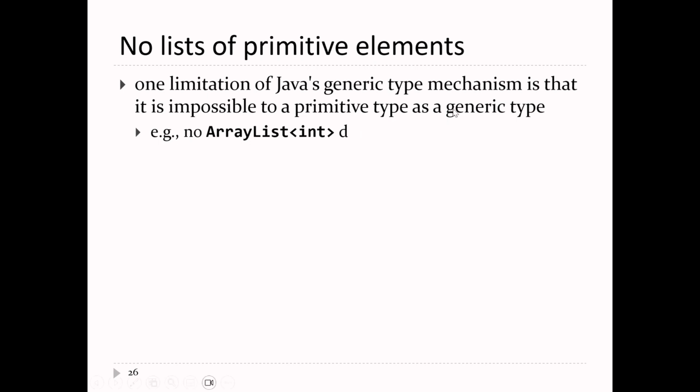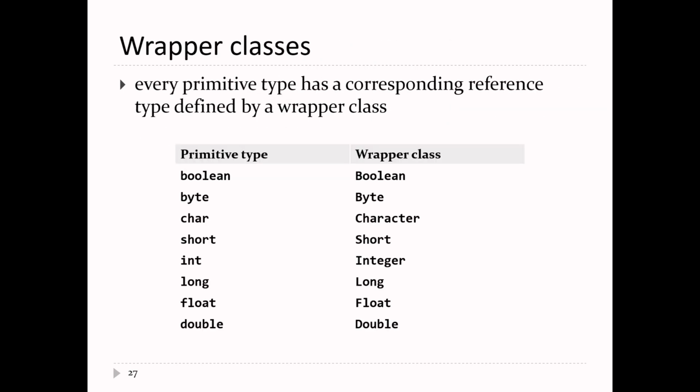Again, this is a limitation of Java's generic type mechanism. Because they added this feature late in the language, they had to retrofit it in. One of the consequences of doing this is that you can't make a list of primitive type, which is annoying. However, there's a solution.